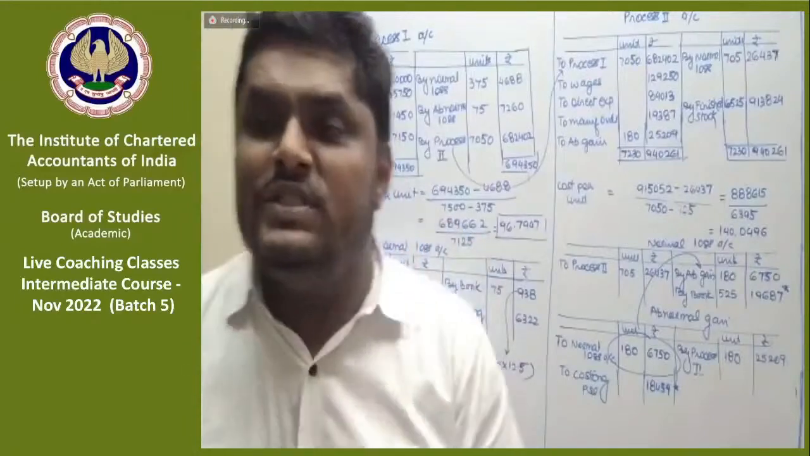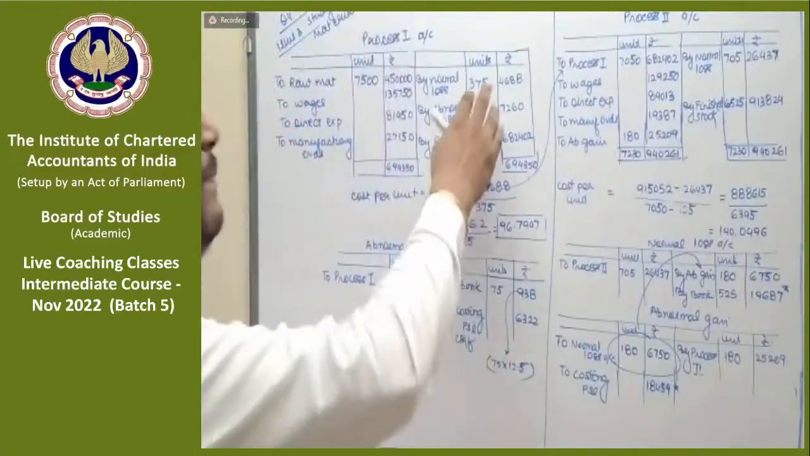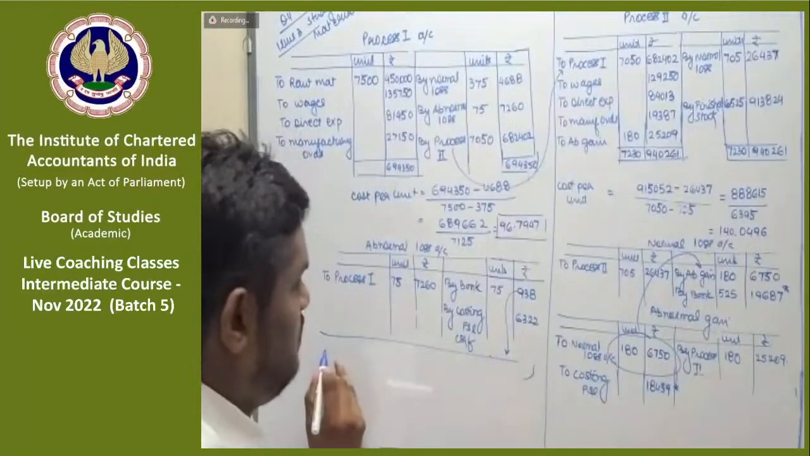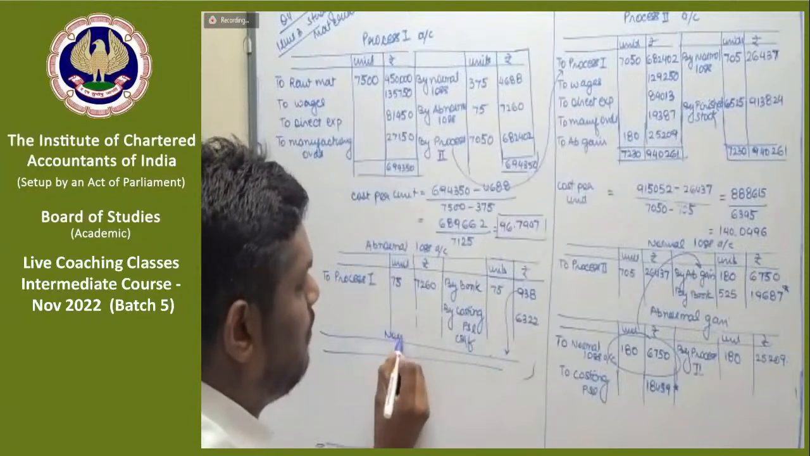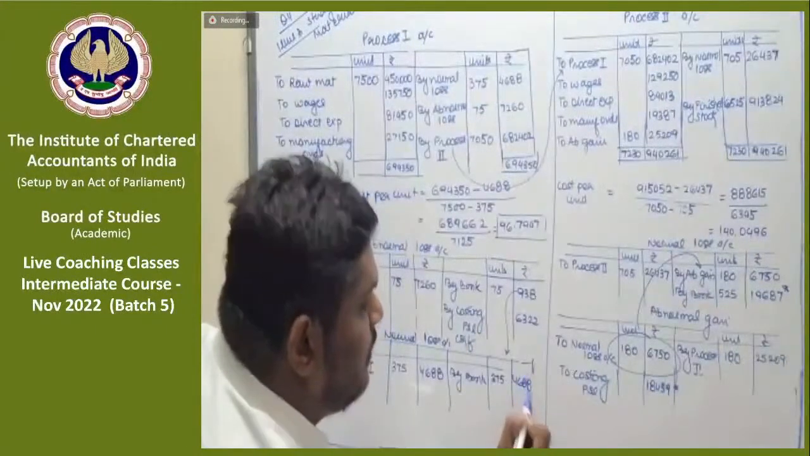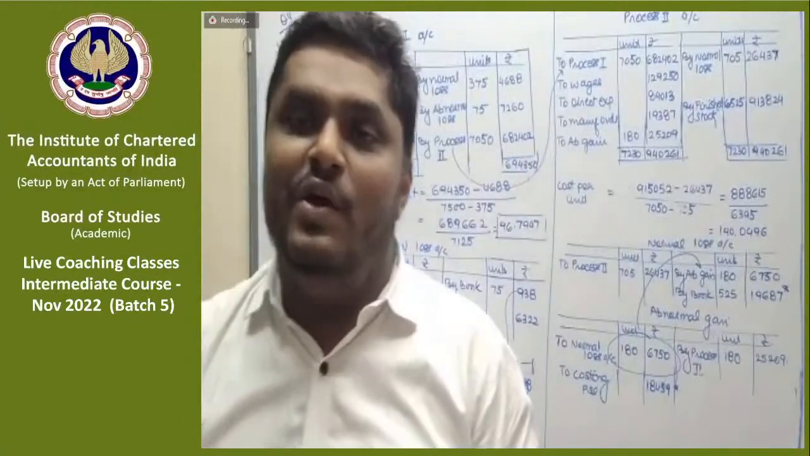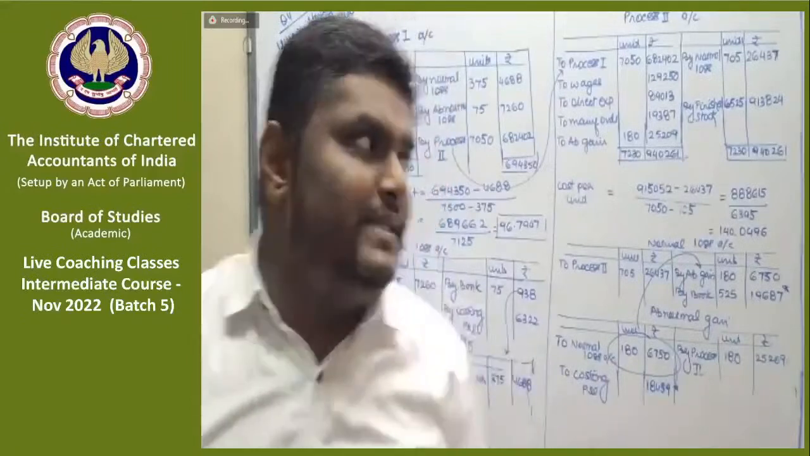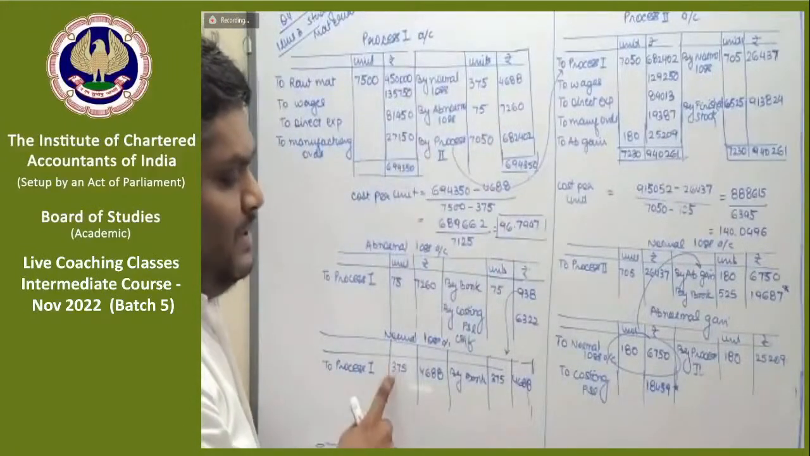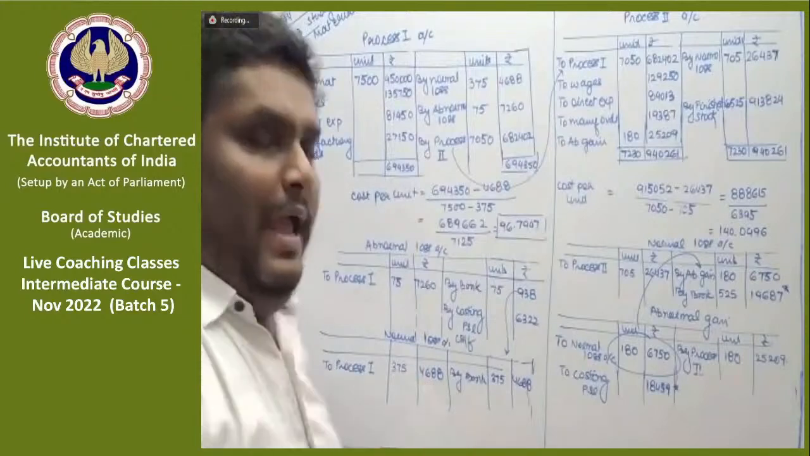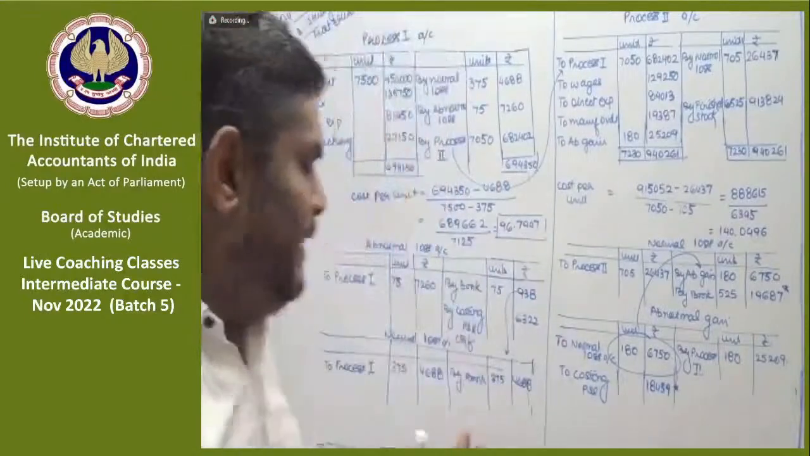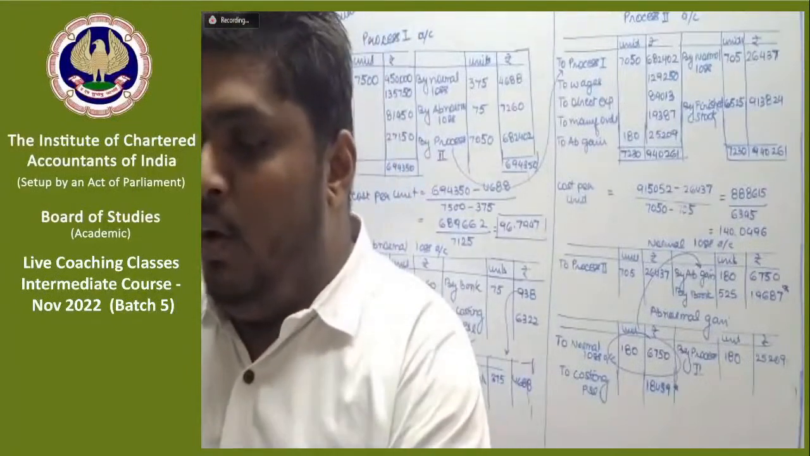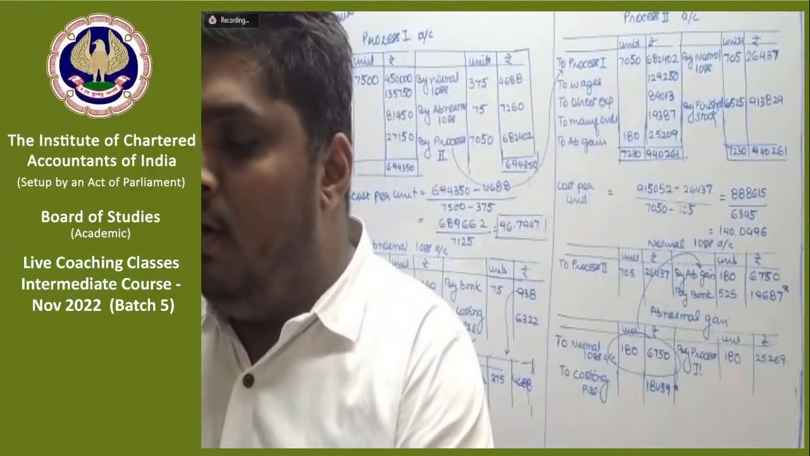When talking about process first normal loss account, it's very simple. So I hope it is clear now. When there is an abnormal gain, the normal loss account is very simple. That is to process account 375, 4688, and the actual units that are sold in the market in case of normal loss are 375 units only. Very good, Rafika. Very good, Preeti.